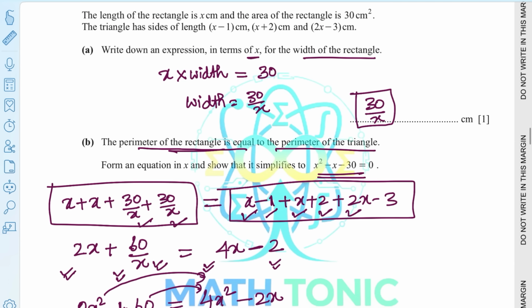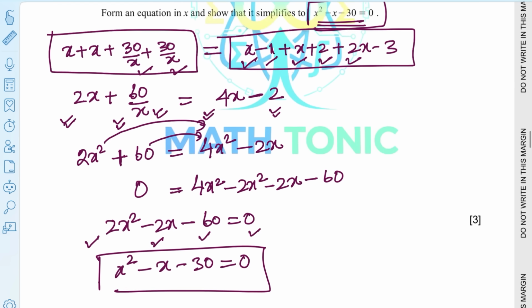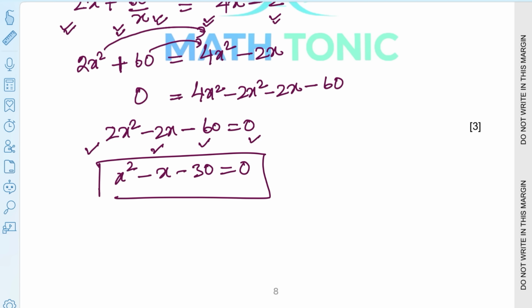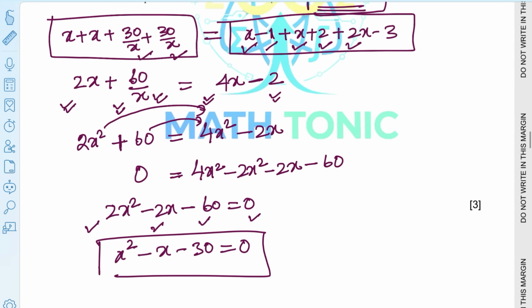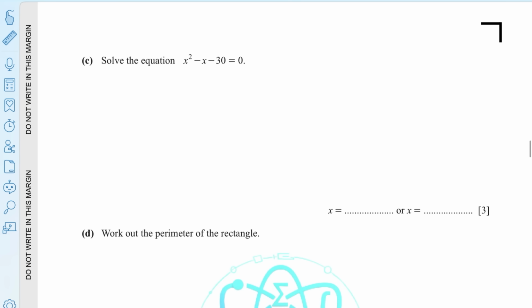You can see here, this is what we have to prove also: x squared minus x minus 30 equals 0. Is it okay, everyone? Yes. Next, given that, solve this equation. So easy, you can solve it by factorization, simple.